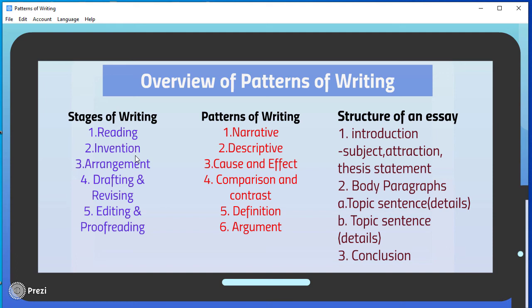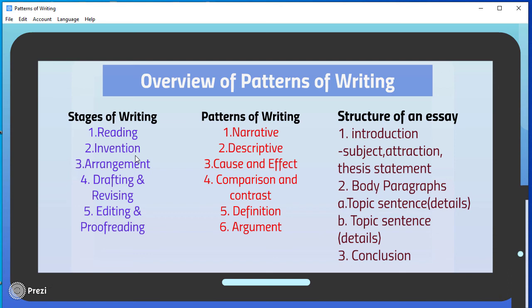Around the stages of writing, at the third stage you find the patterns of writing. And then the structure of an essay, you need to know about the structure of an essay also. When? During the stage of writing, at the second or third stage, invention or arrangement, you need to know about the structure of the essay.